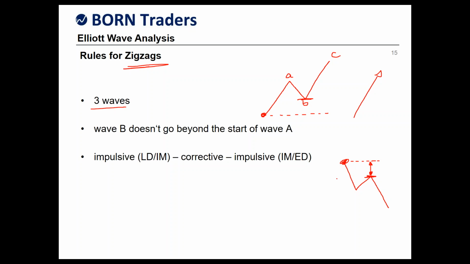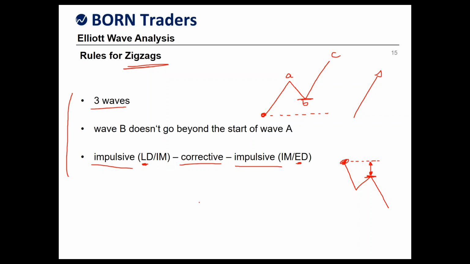The internal structure, again for our more sophisticated Elliott Wave lovers: the first one is an impulsive move, the second is a corrective move, and the last one is an impulsive move, which could be divided into a leading diagonal at the beginning and an impulse or an ending diagonal at the end. Of course, the name is programmed, so it's easy to understand that this one is at the end of a zigzag. These are the rules for a zigzag.